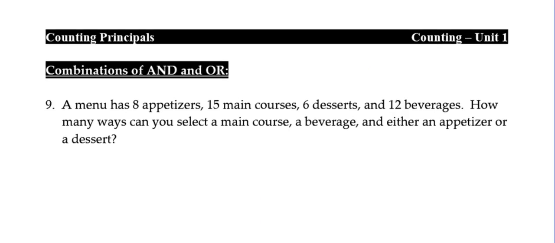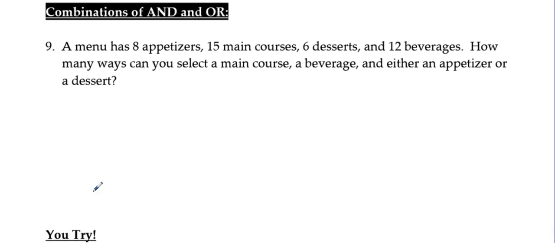One more type of example is one that combines "and" and "or" in the same question. So a menu has 8 appetizers, 15 main courses, 6 desserts, and 12 beverages. How many ways can you select a main course, a beverage, and either an appetizer or a dessert? So you have a main course, a beverage, and either an appetizer or a dessert.